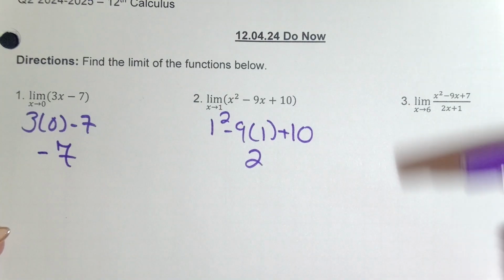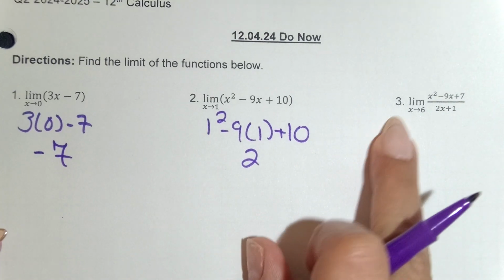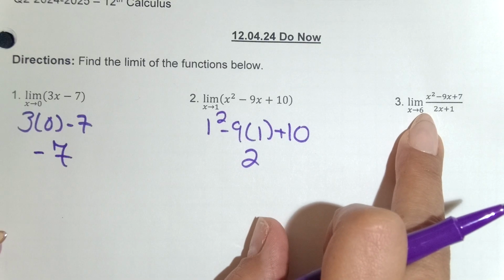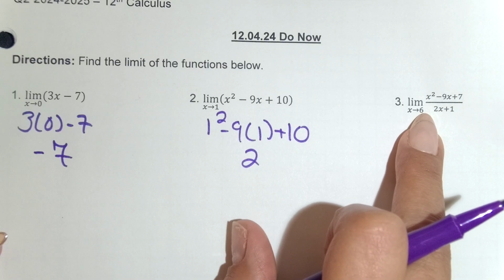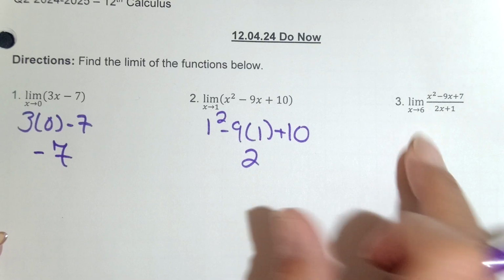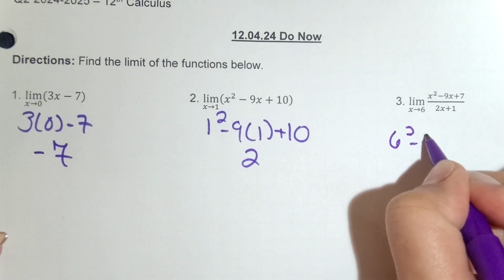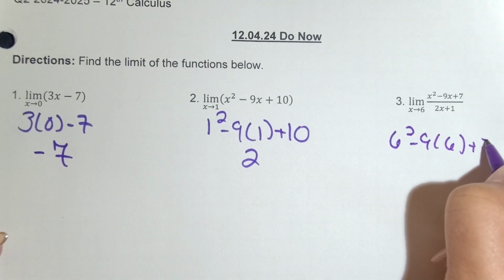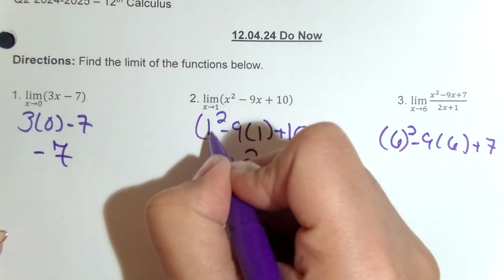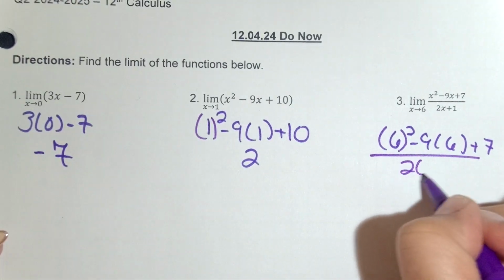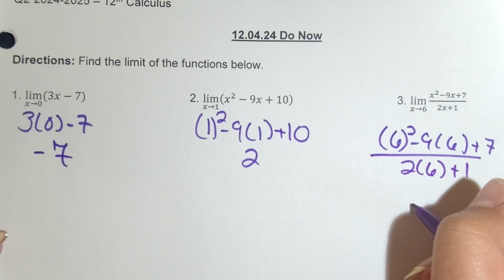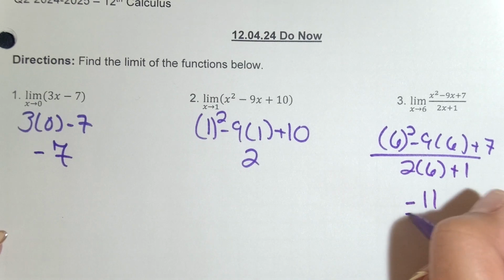Let's look at the number 3. What do I do with the 6? Substitute for how many x's now? 3. So we have 6 squared minus 9 times 6 plus 7. Sorry, I forgot to put these in parentheses. Over 2 times 6 plus 1. And I believe that gives you -11 over 13.